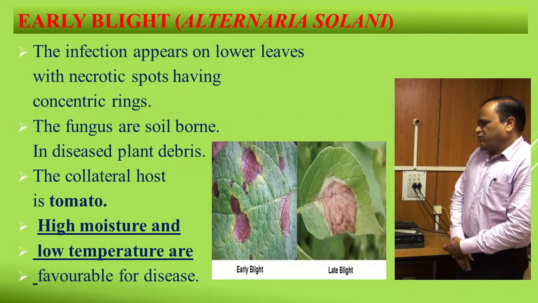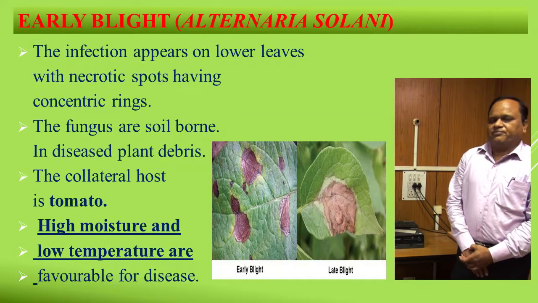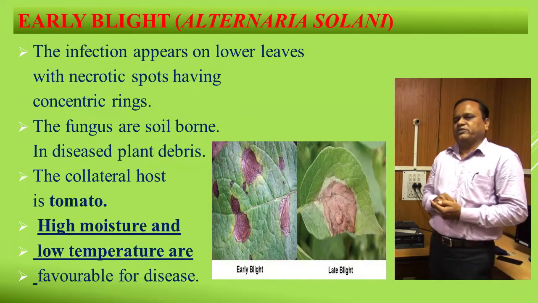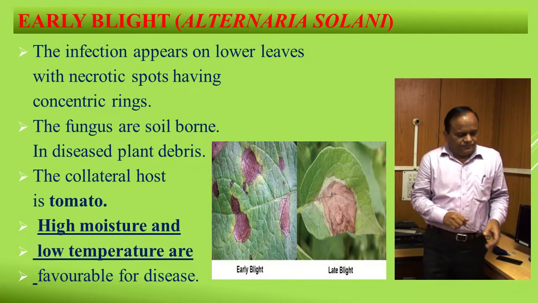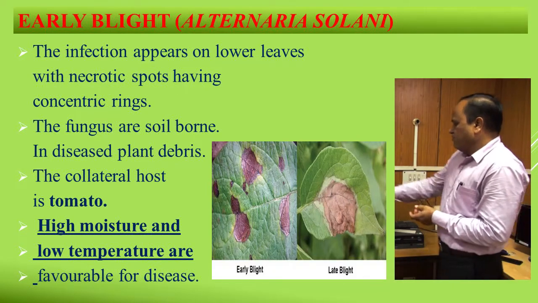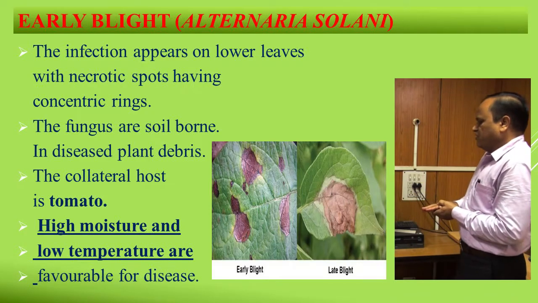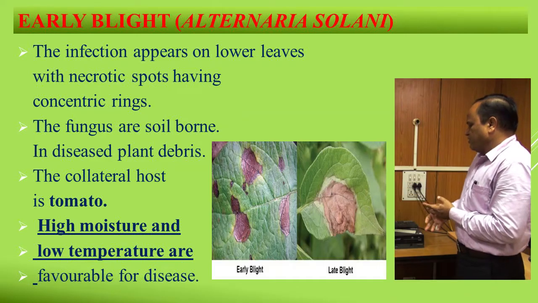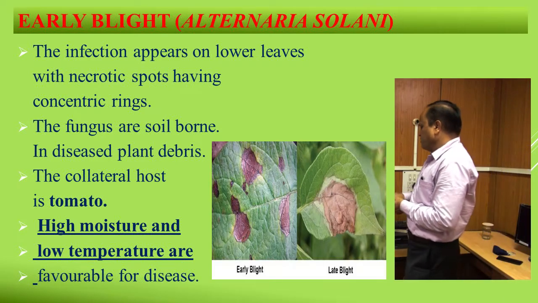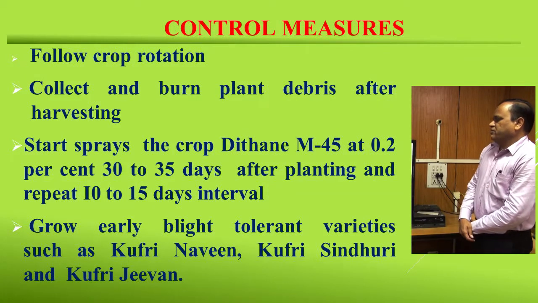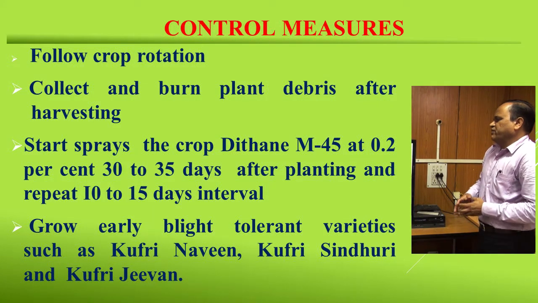High moisture level and low temperature are favorable for this disease. So you can see the photographs. This is early blight, and this disease first appears on the lower leaves. Then the second disease, that is late blight, occurs on the new leaves. Now what are the control measures? What is the disease management for the early blight of potato?